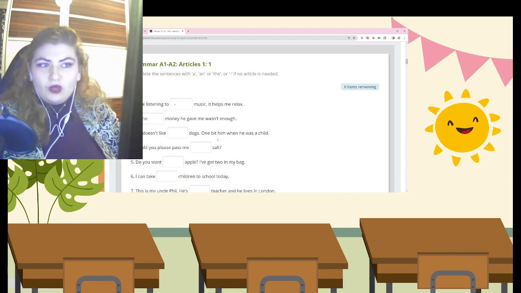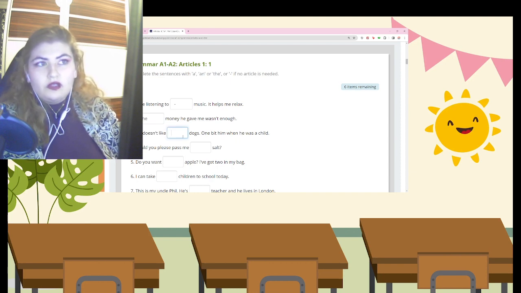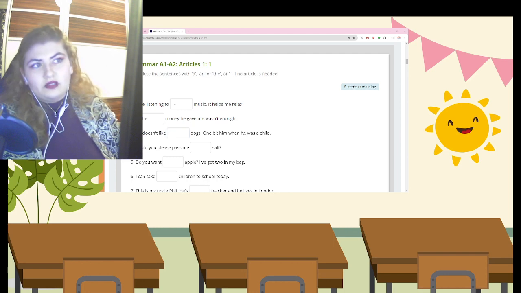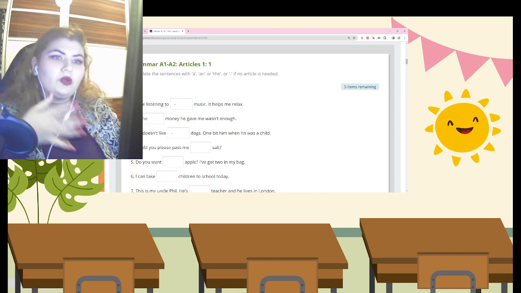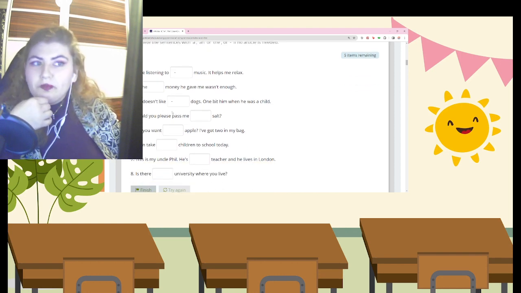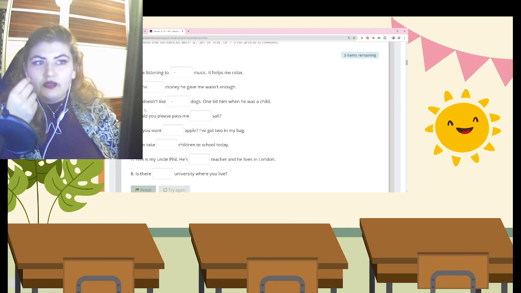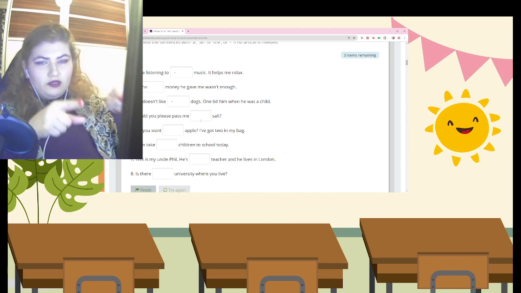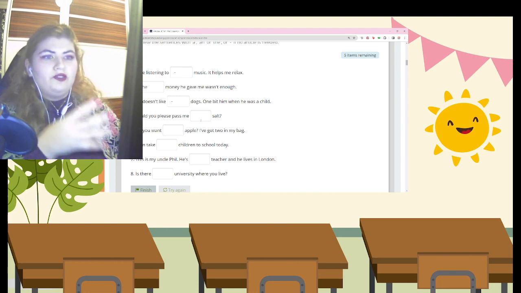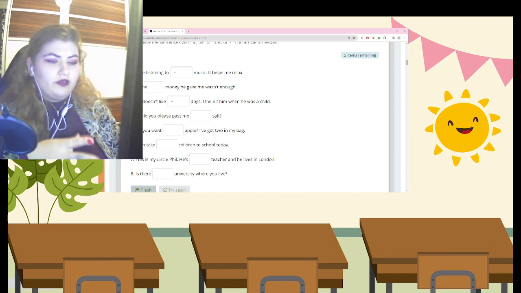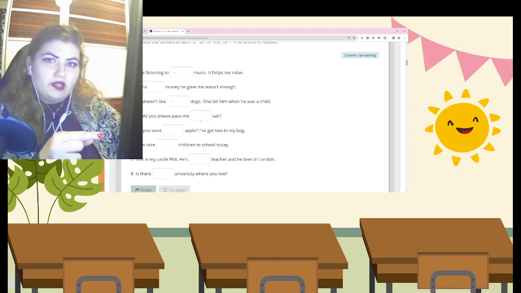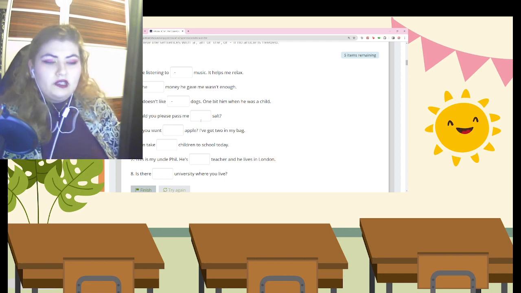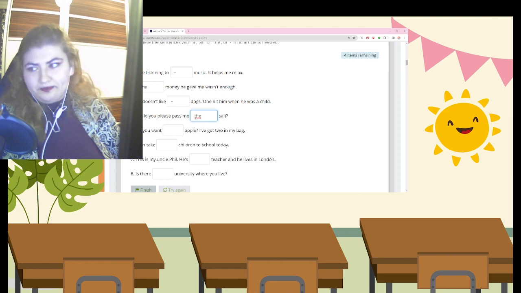He doesn't like dogs. One bit him when he was a child. There is not going to be any article because there is not a specific dog. We don't know about a dog. Could you please pass me the salt? If you're saying it, we are probably eating something at the table. So there should be a specific salt that we are asking for. This is the reason why it is going to be the.